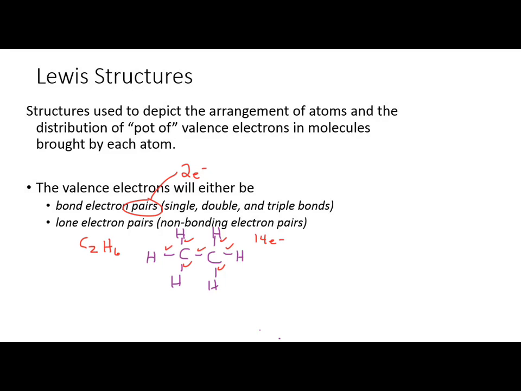Now, let's look at the pot of valence electrons. When I do a pot of valence electrons, it looks like this. I'll say the element, which is carbon, how many there are, which is 2, and then I will multiply it by how many valence electrons each carbon atom brings.